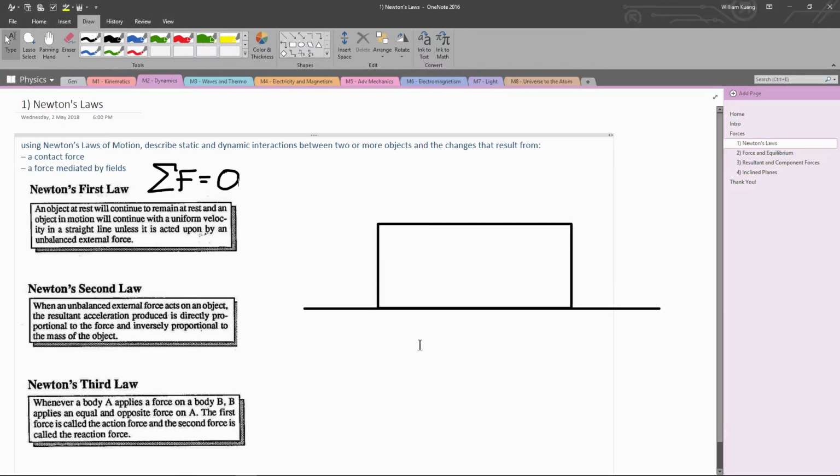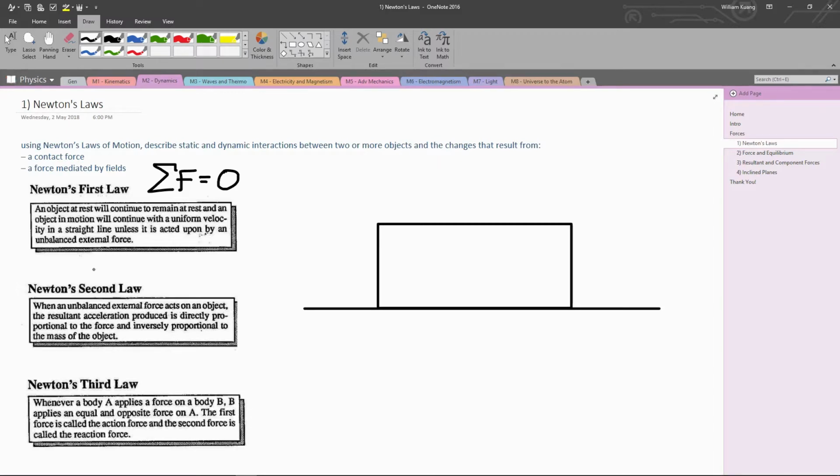All right, so Newton's second law is probably his most well-known one because it has a very well-known formula. And basically, quote by quote, what Newton's second law is, it's when an unbalanced external force acts on an object, the resultant acceleration produced is directly proportional to the force and inversely proportional to the mass of the object. Alrighty, so it's a bit of a mouthful, but if you were to express this as a mathematical equation, which honestly provides a nice summary for what we're doing, it's sum of F equals ma.